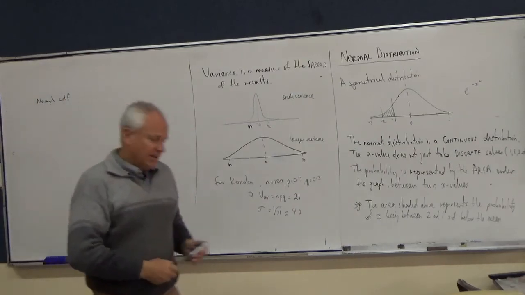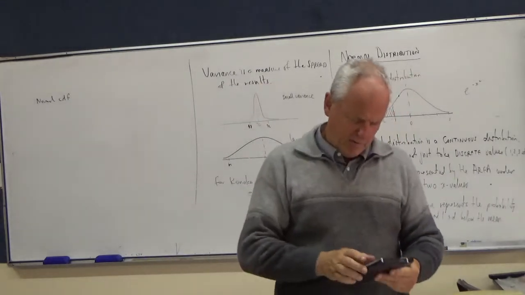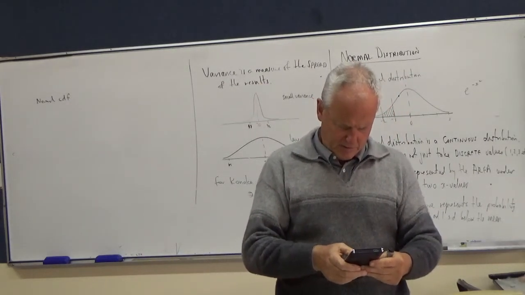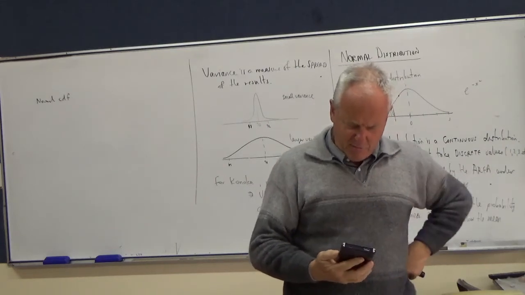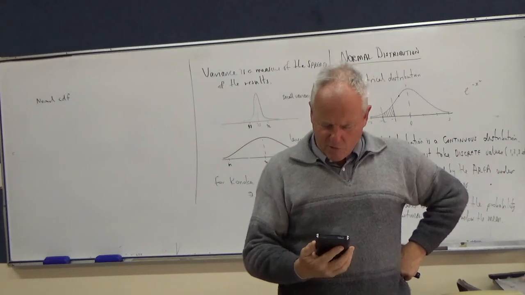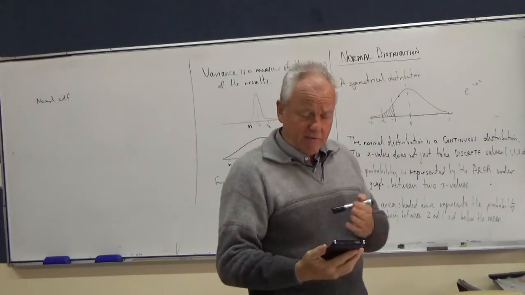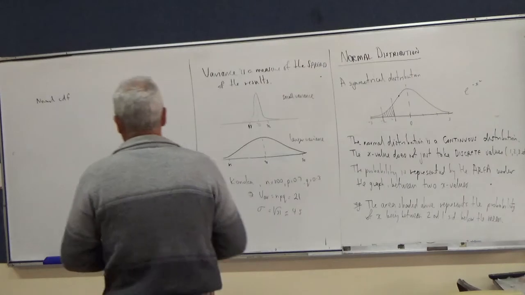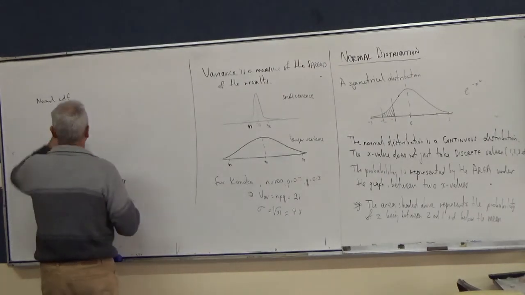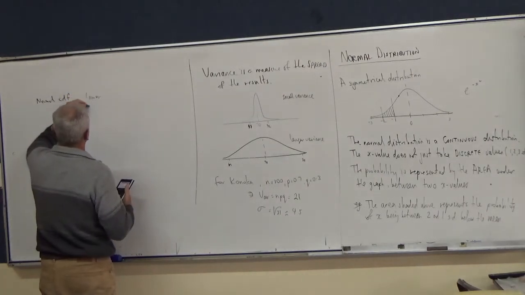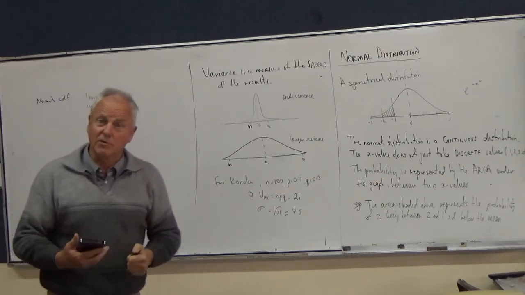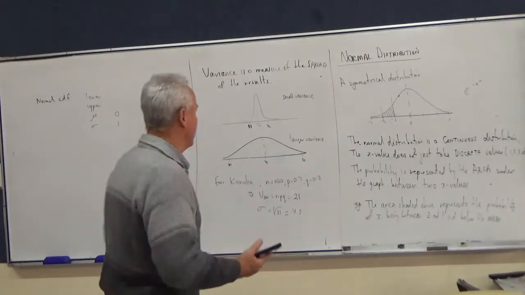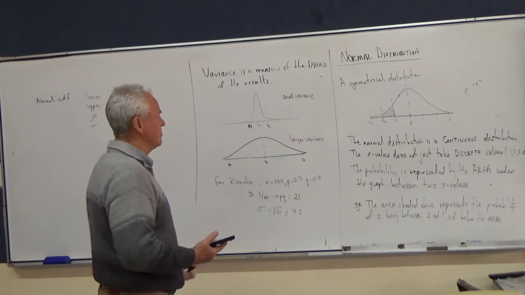In your calculator, let's go to the normal CDF. And you'll notice in the box it gives you the lower bound, the upper bound, and then mu and sigma. The default that's already there is 0 and 1. You can change that if you want. To start with, we'll just use the 0 and 1. So that's the standard normal distribution.